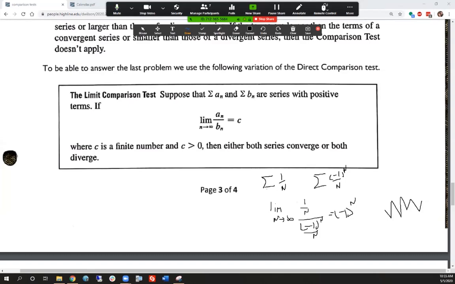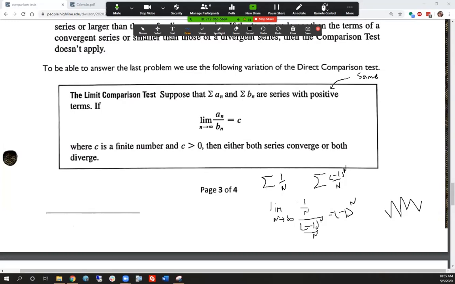So I think the important thing is that they have the same sign. If they were all negative, I think that would also work. But the theorem itself is a little bit more restrictive.